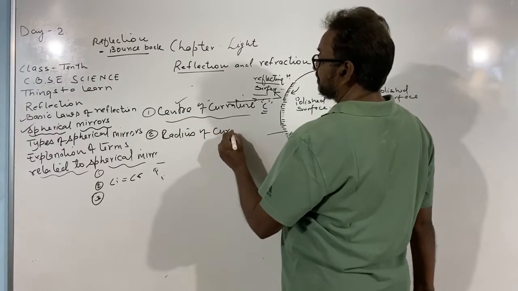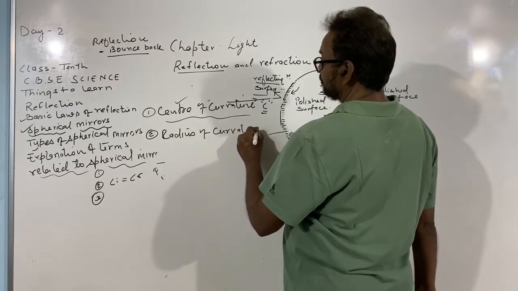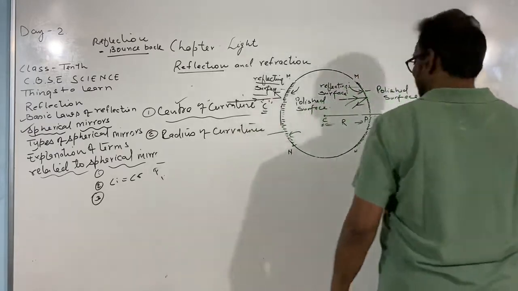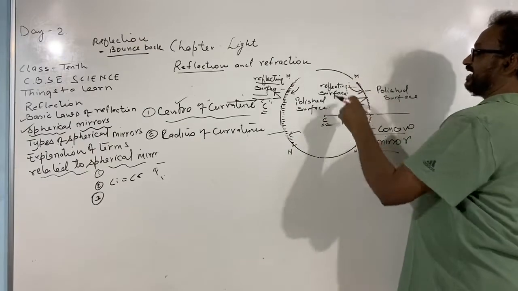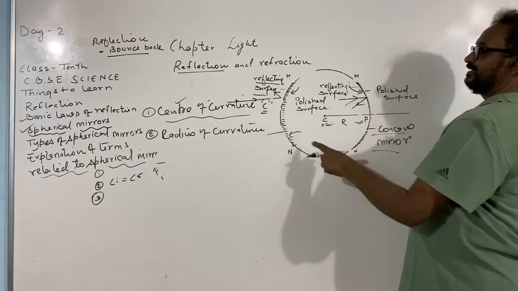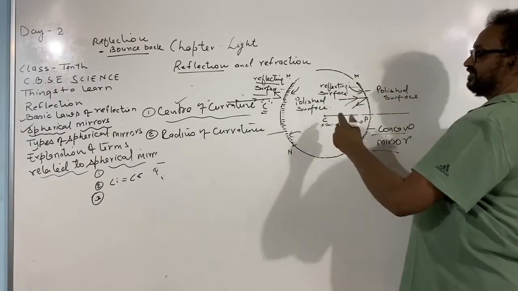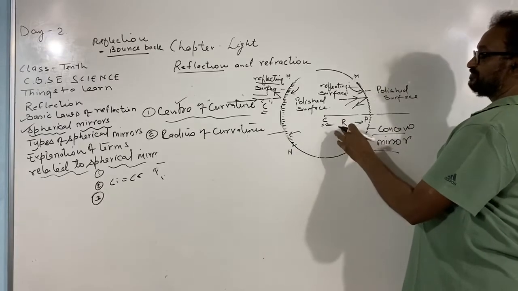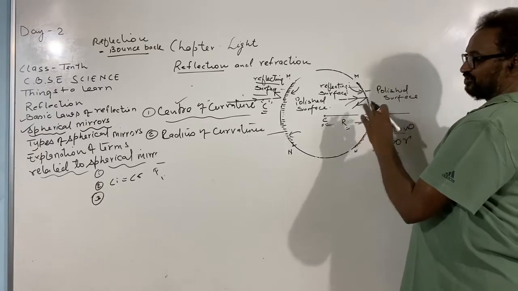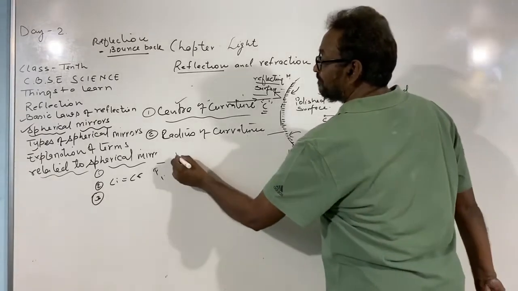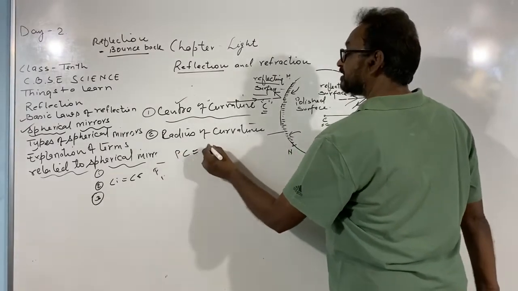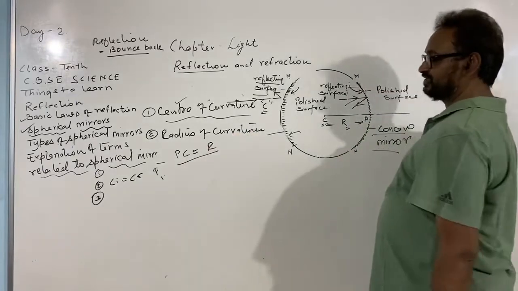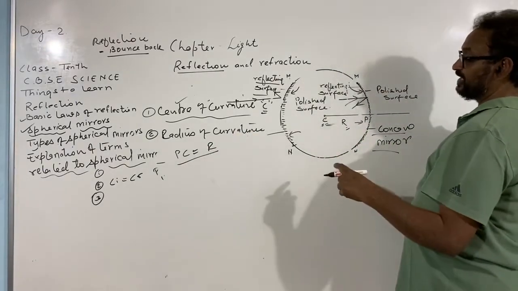Radius of curvature. The radius of the sphere of which the mirror is a part is called its radius of curvature, and it is represented by R. So here PC is equal to radius of curvature. What is the radius of curvature?